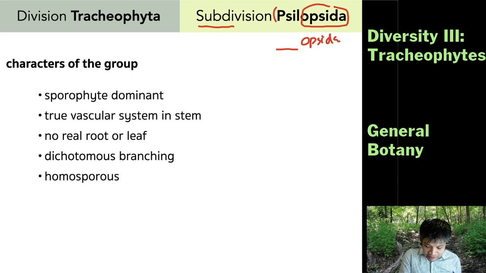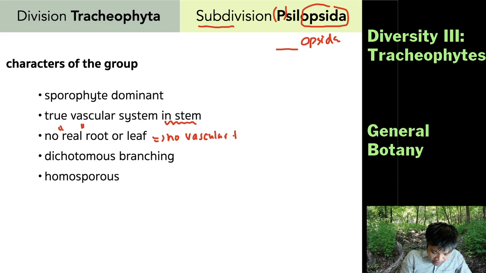The P is silent, so it's just pronounced Psilopsida. This is the first group that has the sporophyte being dominant, and now they start to have a true vascular system only in the stem, and in the root or the leaf there's still no vascular tissue. So when I say real, there's no real root or leaf, meaning no vascular tissue in those organs. If you look at the root or the leaf, you don't see vascular tissue in that part. You just see tissue that looks like root or leaf. It's not the real stuff.